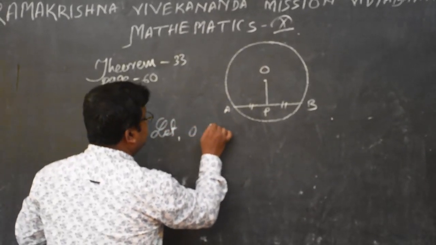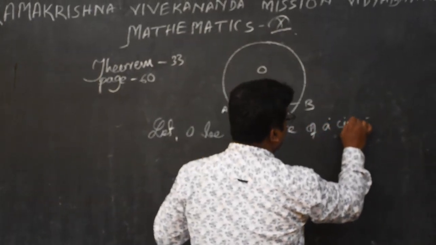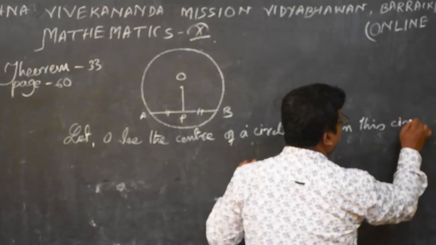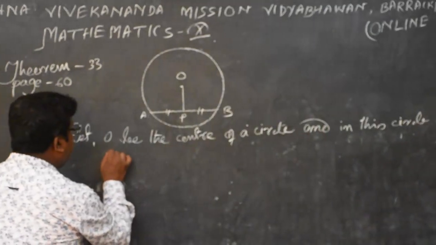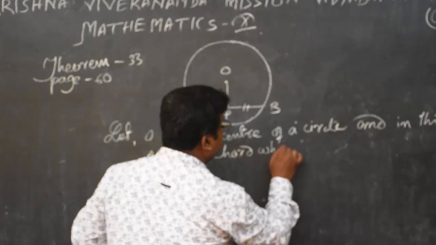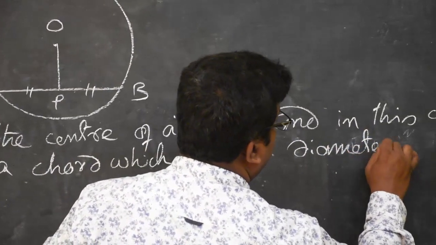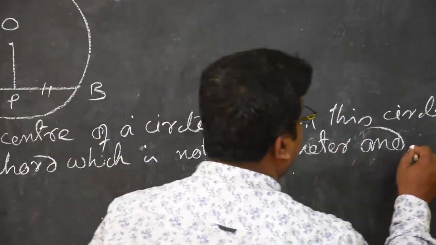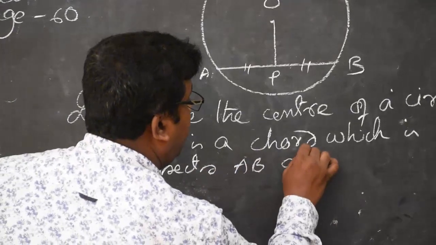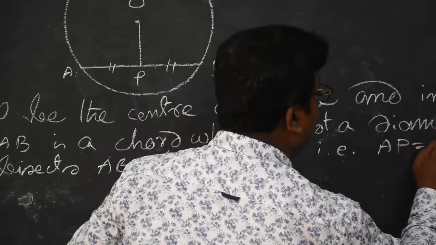Let O be the center of a circle, and in this circle AB is a chord which is not a diameter, and OP bisects AB at point P, that is AP equal to BP.